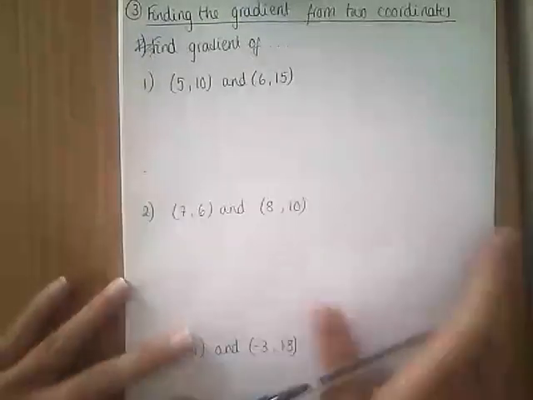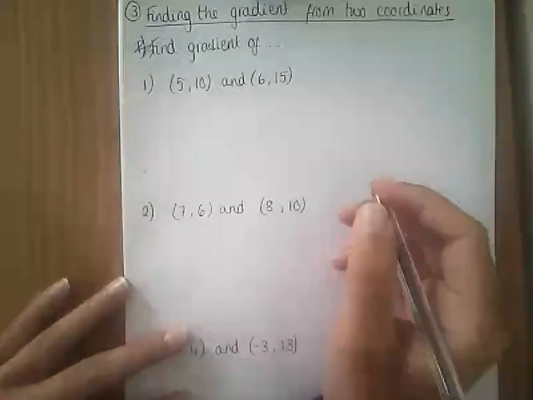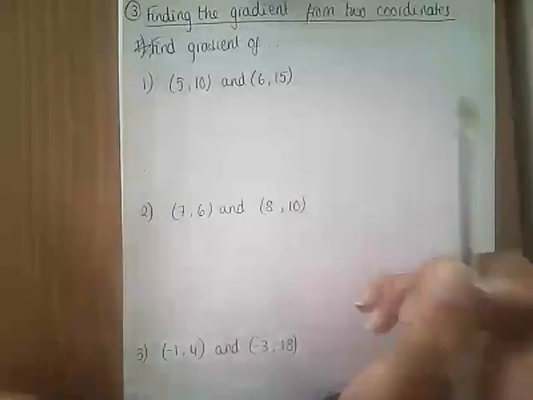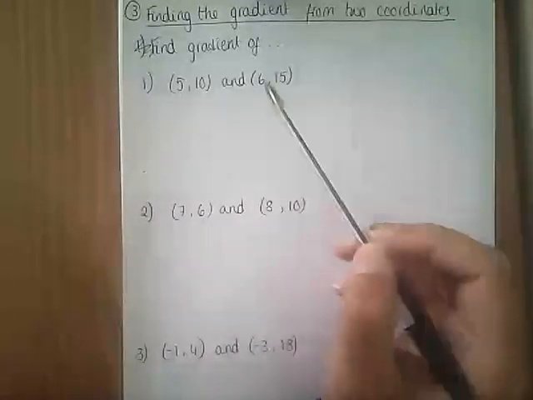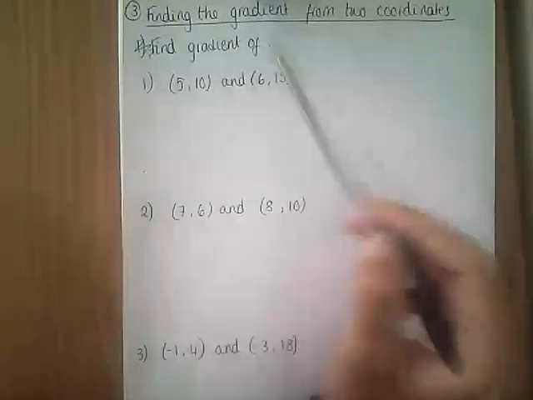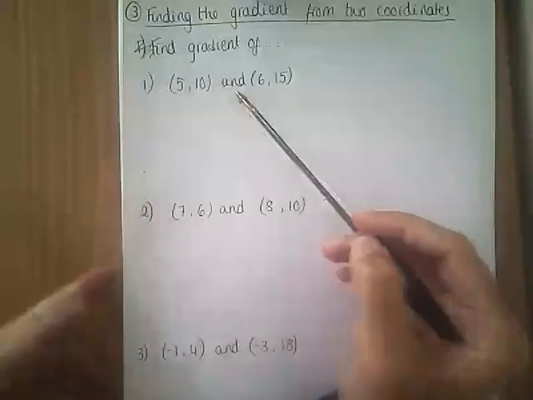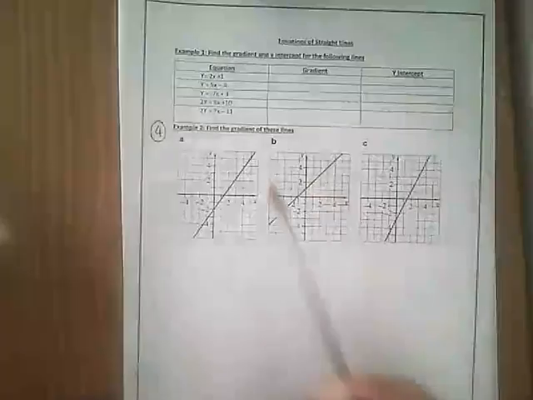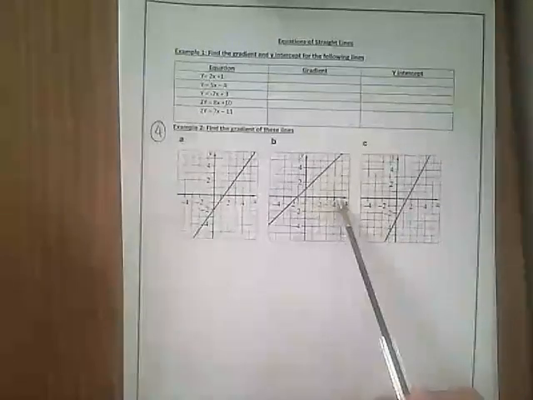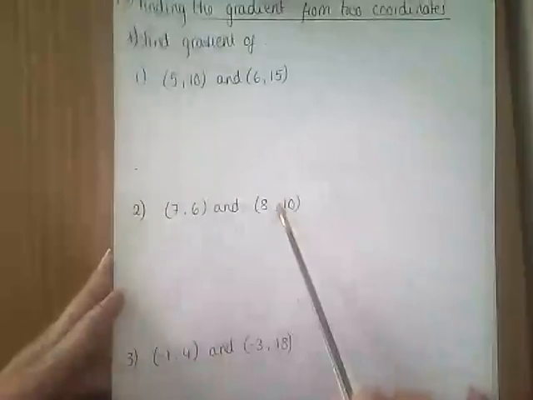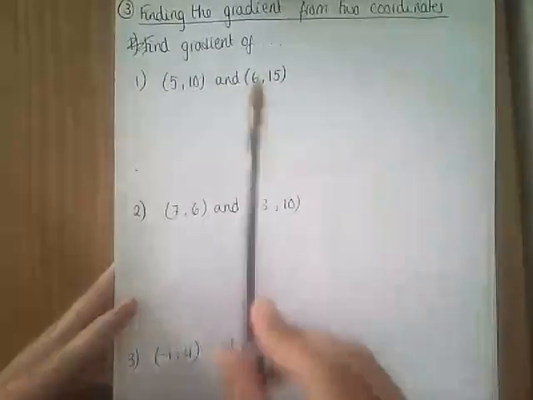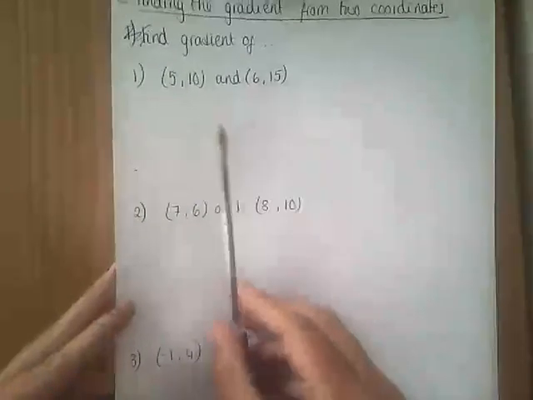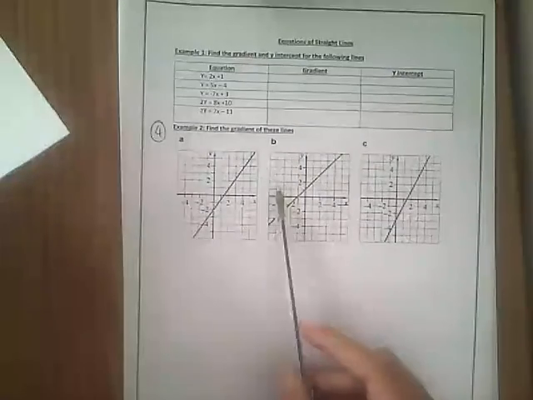Okay, this is a video on calculating the gradient. We're going to look at two ways of calculating the gradient. First, we're going to look at calculating the gradient from two coordinates, and then, on the next page, we're going to look at how you find the gradient from graphs. This one is probably slightly harder, so you might prefer this method and then want to use this method on doing it from graphs. That's why I'm doing it in that order.